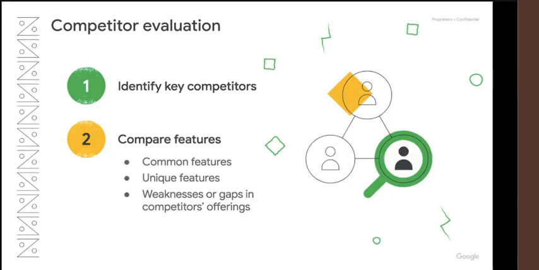You've got to identify the key competitors. What does their unique value proposition look like? You must look at common features, so you compare these features. What are the common features with your competitors? What are the unique features from your side that the competitors don't have? What are the weaknesses or the gaps in competitors' offering that you are offering? So that's how you then put together a unique value proposition.